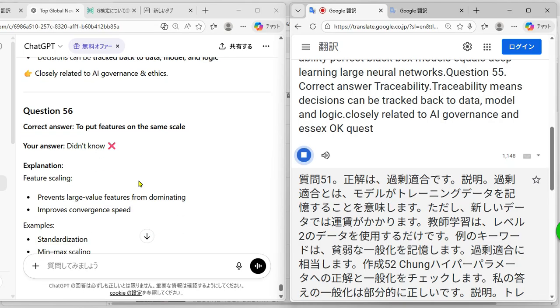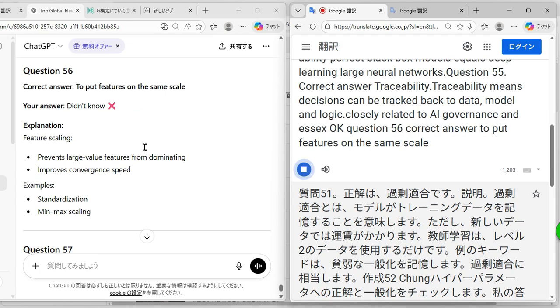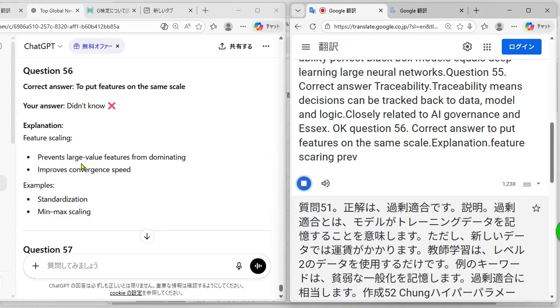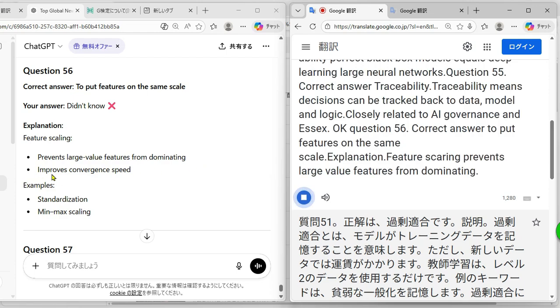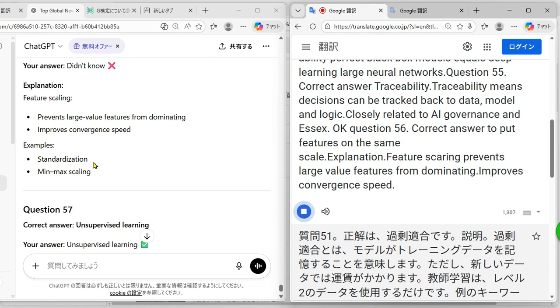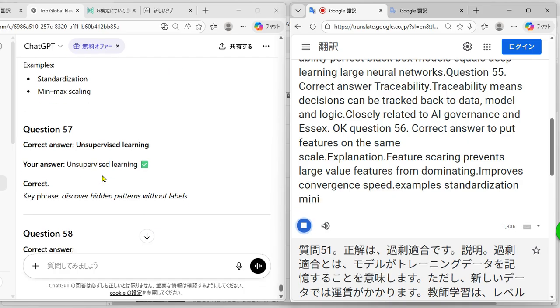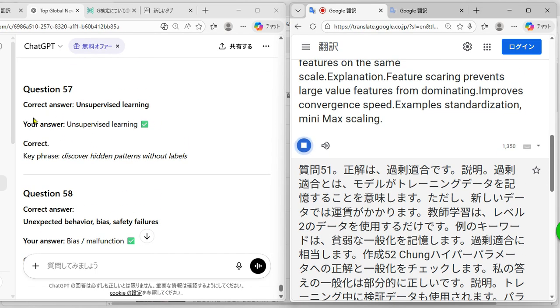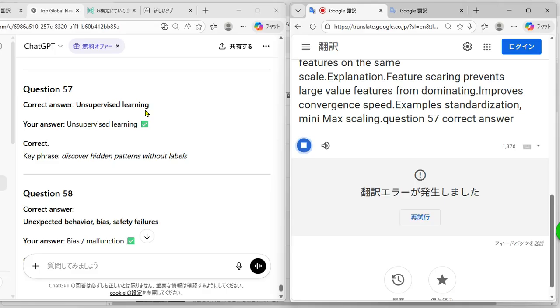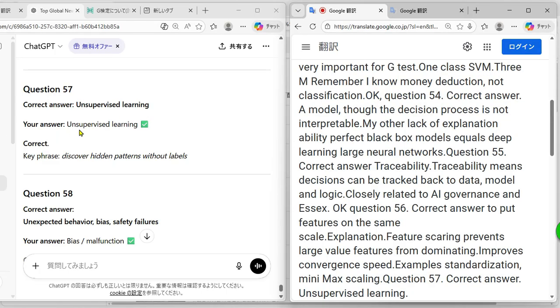Okay. Question 56. Correct answer: to put features on the same scale. Explanation: feature scaling prevents large value features from dominating and improves convergence speed. Examples: standardization, min-max scaling. Question 57. Correct answer: unsupervised learning. My answer, unsupervised learning. Correct. Key phrase: discover hidden patterns without labels.